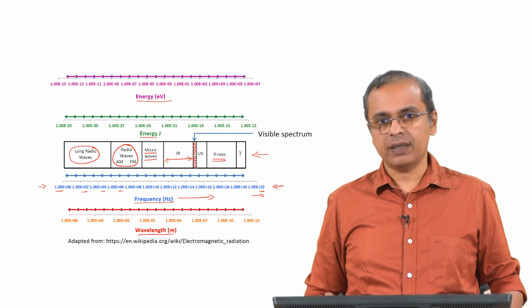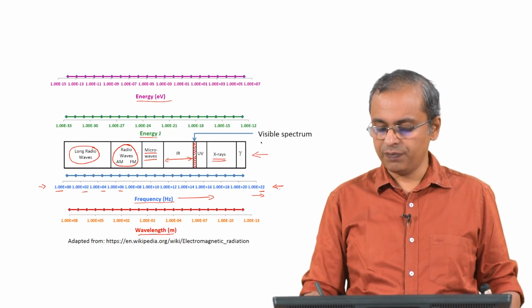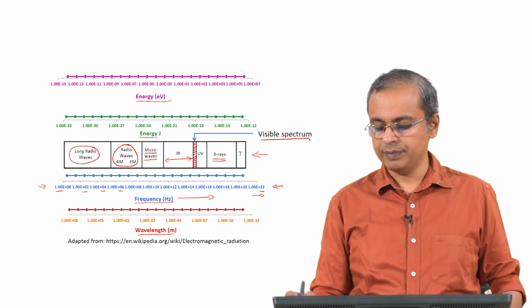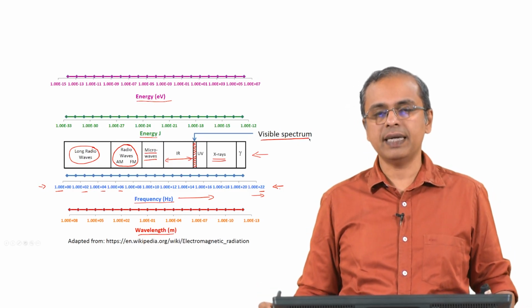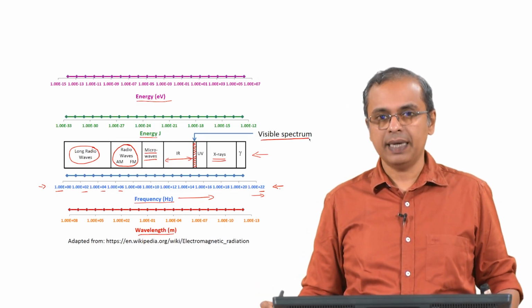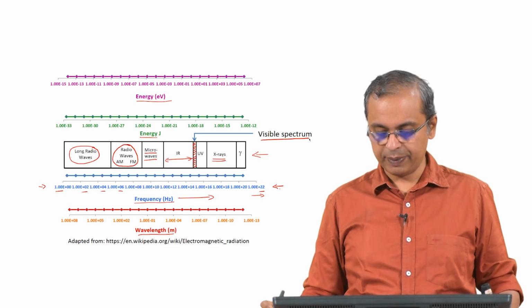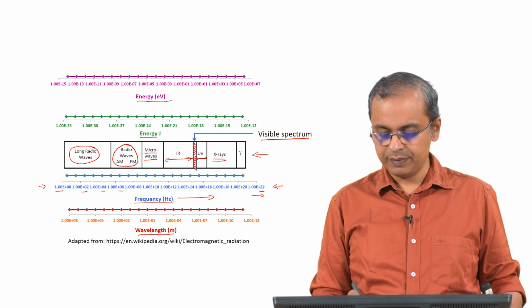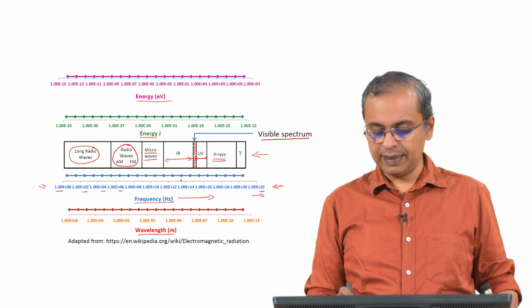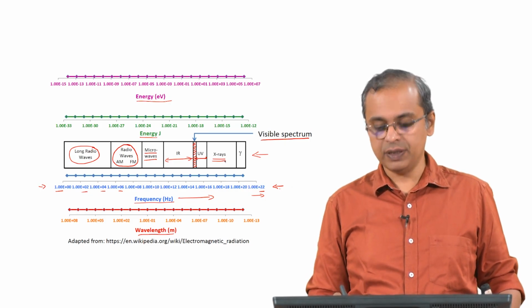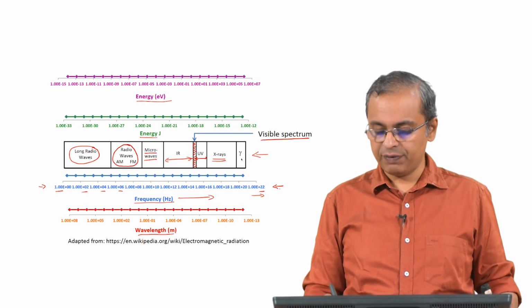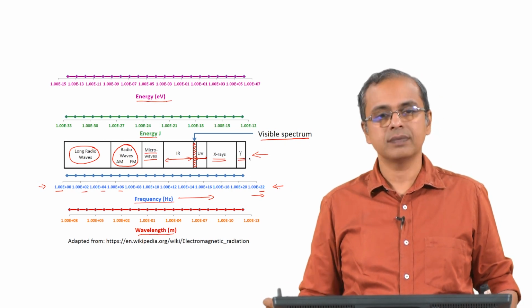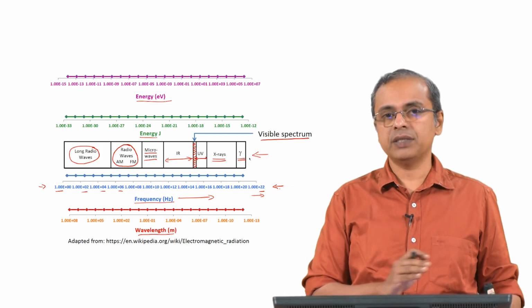This narrow band of the electromagnetic spectrum is your visible spectrum. Beyond that comes the ultraviolet, and if you go to even higher frequencies you get X-rays, and at even higher frequencies you get gamma rays. Okay. So, this is the range of frequencies.